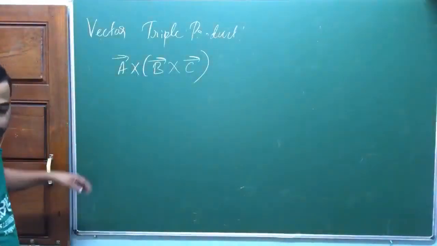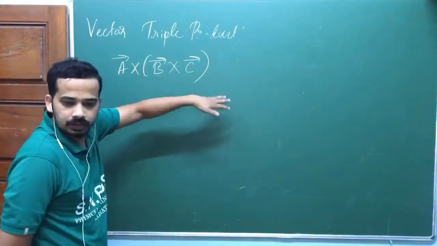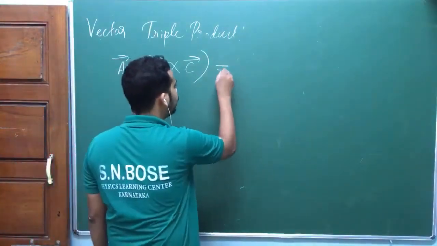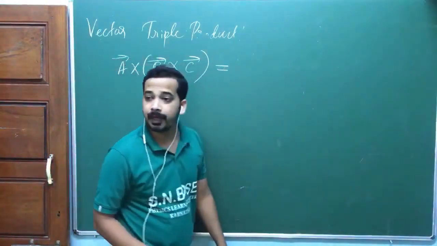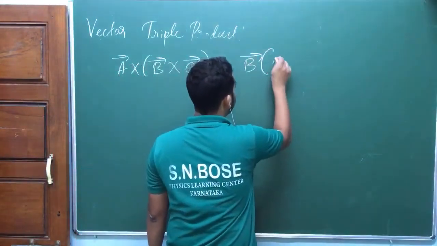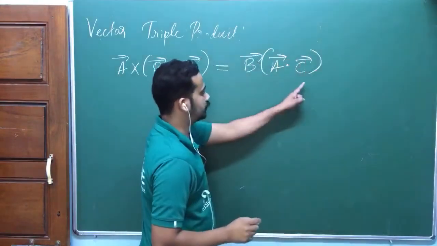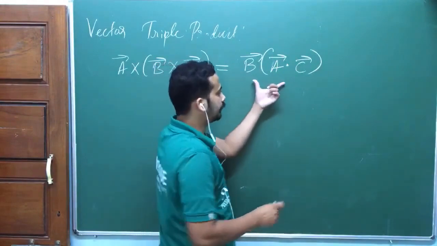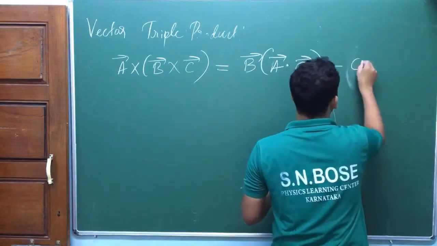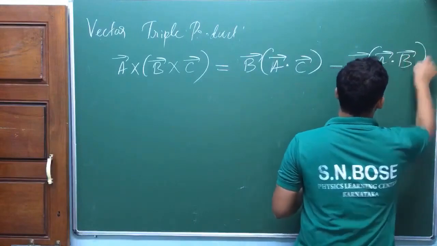Now look here. We have a vector product, A cross B cross C. B cross C is a vector. If you take the cross product with A, that's also a vector. You can simplify that using one rule. We call it the back-cab rule. So it is B into A dot C, back. A dot C is a scalar multiplied with a vector, so the total is a vector. Minus back-cab, C into A dot B. We call this the back-cab rule.